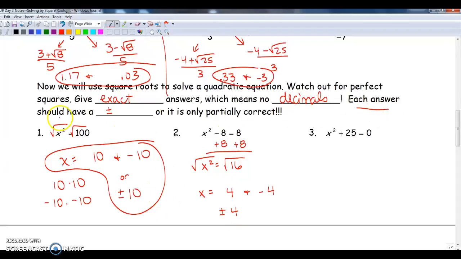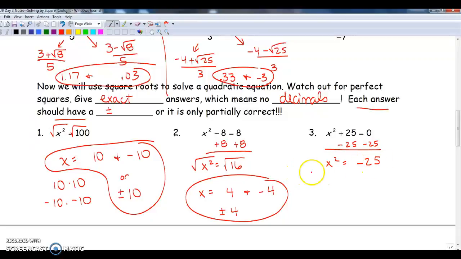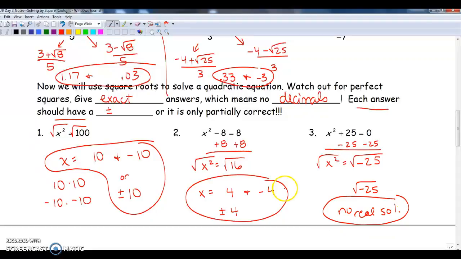So that's why I said each answer should have a plus or minus, because there are technically two answers. There are two numbers that when you square them, you get 16. This one, if you minus 25 from both sides to get the x squared by itself, you're going to get x squared equals -25. Well, when you square root both sides, this time you have the square root of a negative, and we've talked about that before. If you have a square root of a negative, that doesn't work. It's going to be a no real solution kind of answer. So you don't actually get an answer, you just have no real solution.